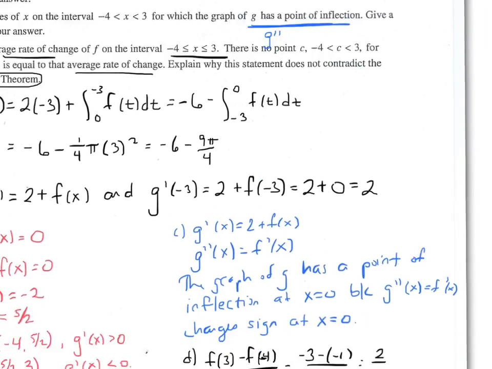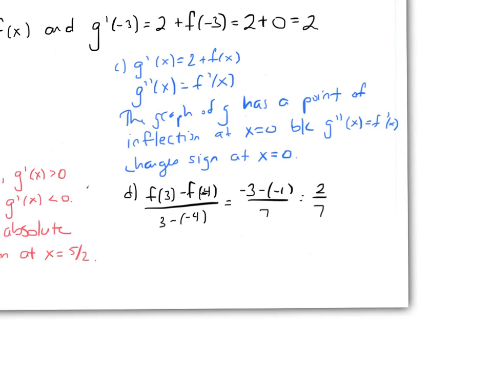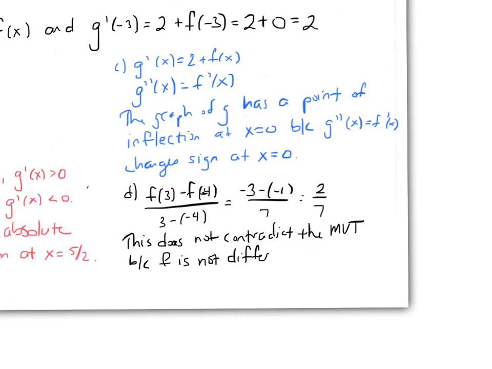So we can say this does not contradict the mean value theorem, because f is not differentiable on our interval. And we're specifically looking at x equals -3 and x equals 0.